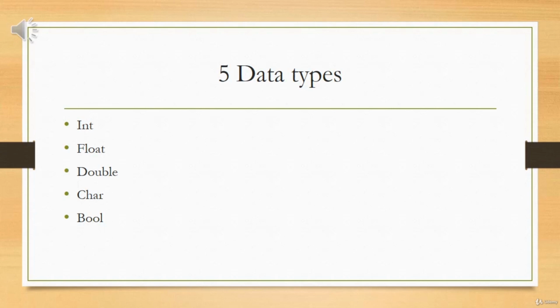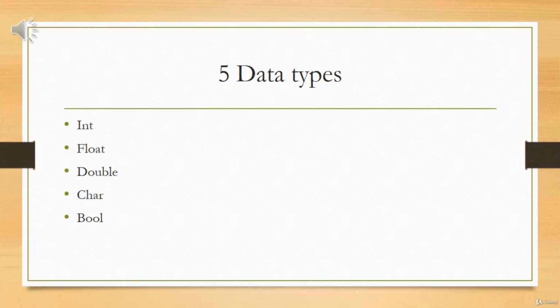So now we will discuss the data types in detail. I will give you a brief explanation of these data types. The int data type represents integer type data. It is used to declare an integer type variable. An integer is a whole number, that is, a number without a fraction or decimal point.